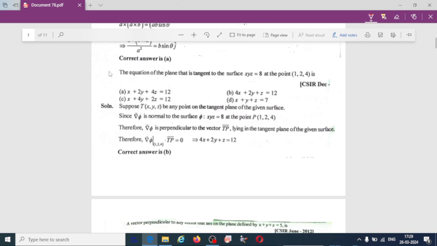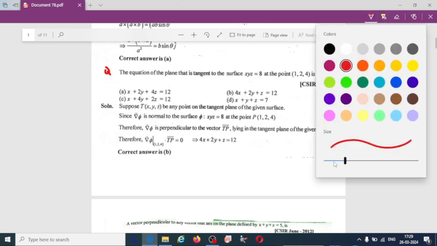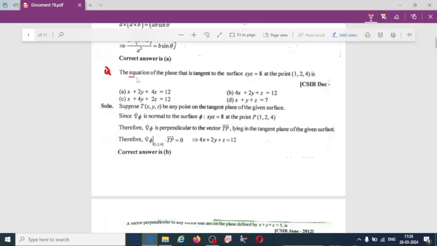So let us go for the question first. That is, the equation of the plane that is tangent to the surface xyz equal to 8 at point (1, 2, 4) is.